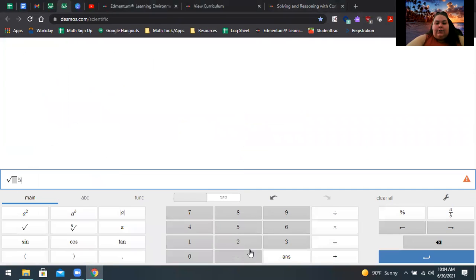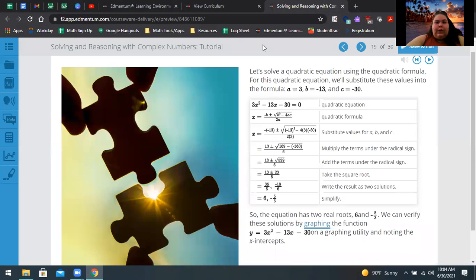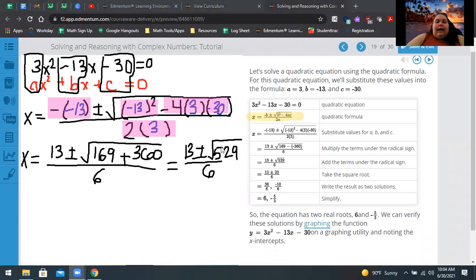You enter your square root button, and let me remind myself of my number, 529. Oh, that's wrong, right? That has to be inside. So it'd be the square root of 529, and it is 23. So now going back over here, we know that the square root of 529 is 23. So we'll do 13 plus or minus 23 over 6.